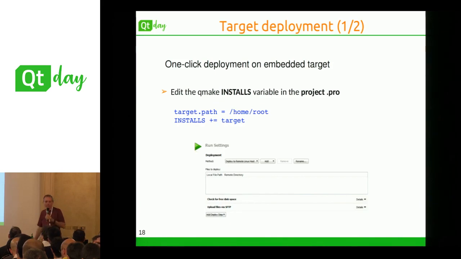The target deployment: probably the people used to Qt Creator already know this feature. You need to edit the .pro file and enter these two lines saying, I want to deploy on a target system and I want to deploy my executable in this directory. You need, of course, to configure the kit properly, etc. We will see something later about that.